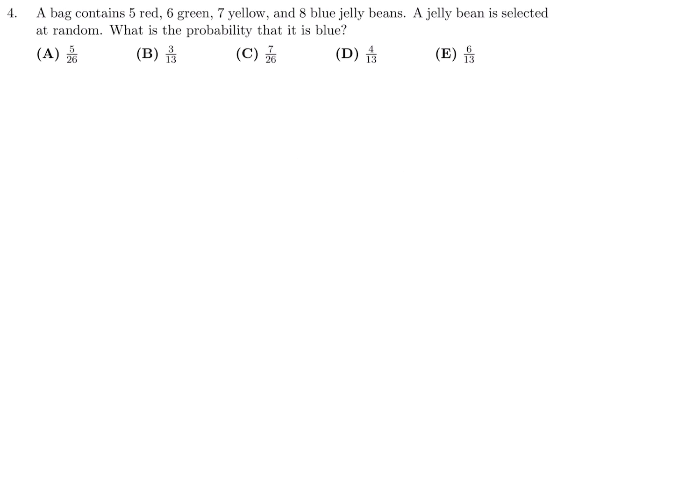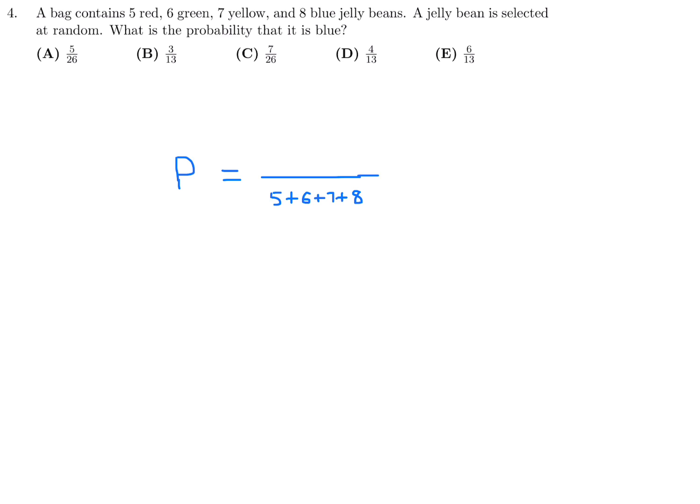A bag contains 5 red, 6 green, 7 yellow, and 8 blue jelly beans. A jelly bean is selected at random. What is the probability that it is blue? In any probability question, it's going to be a fraction, unless it's 1 or 0. And the denominator will be the total number of choices. So in our case, it's 5 plus 6 plus 7 plus 8.